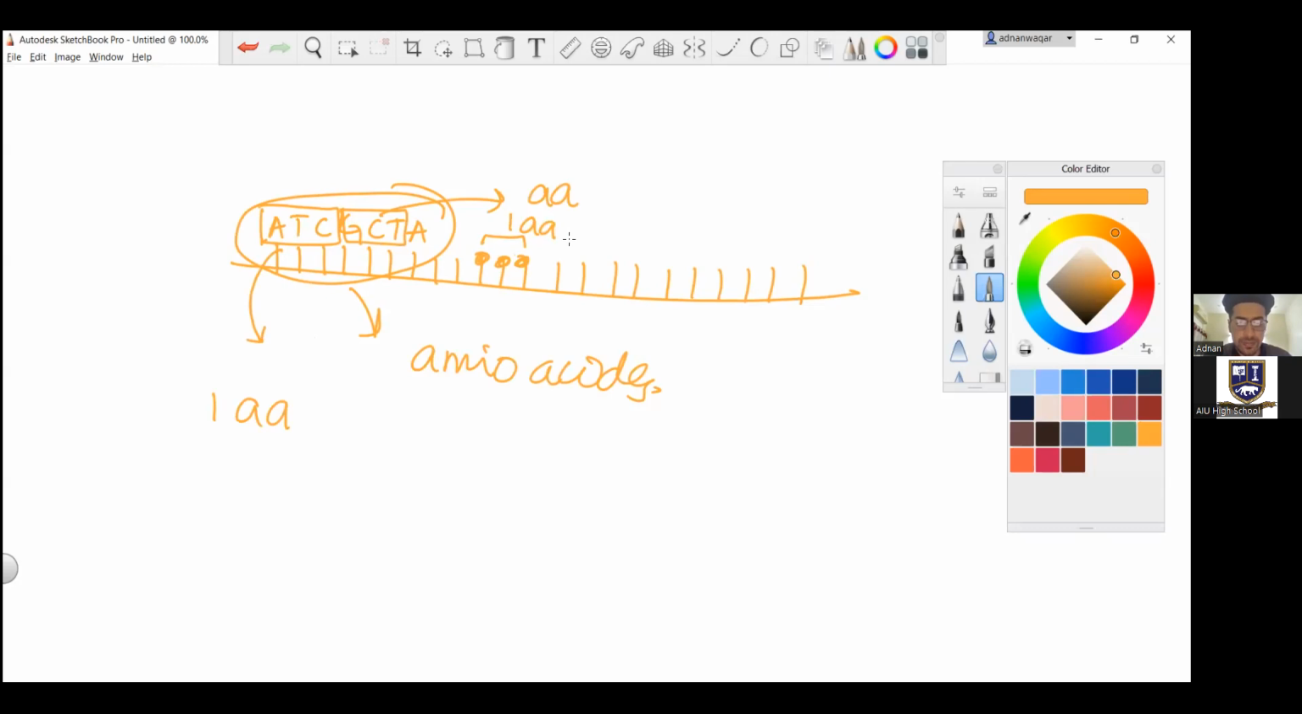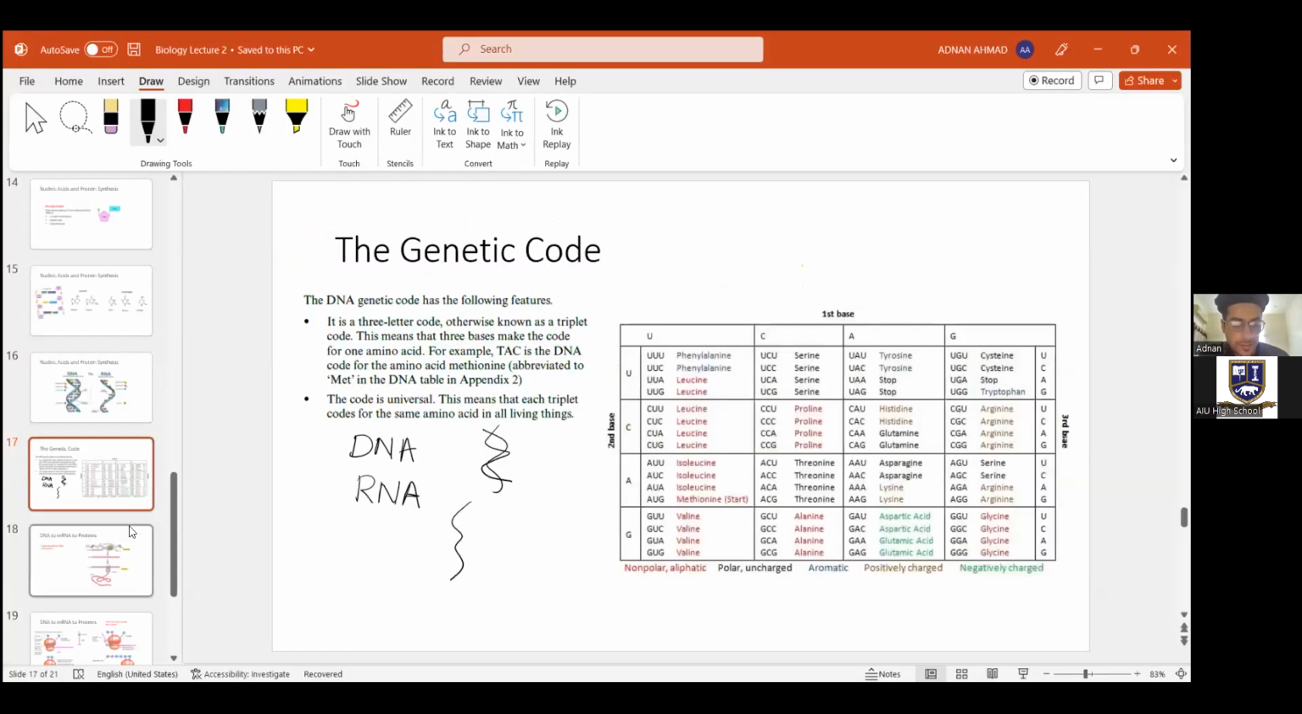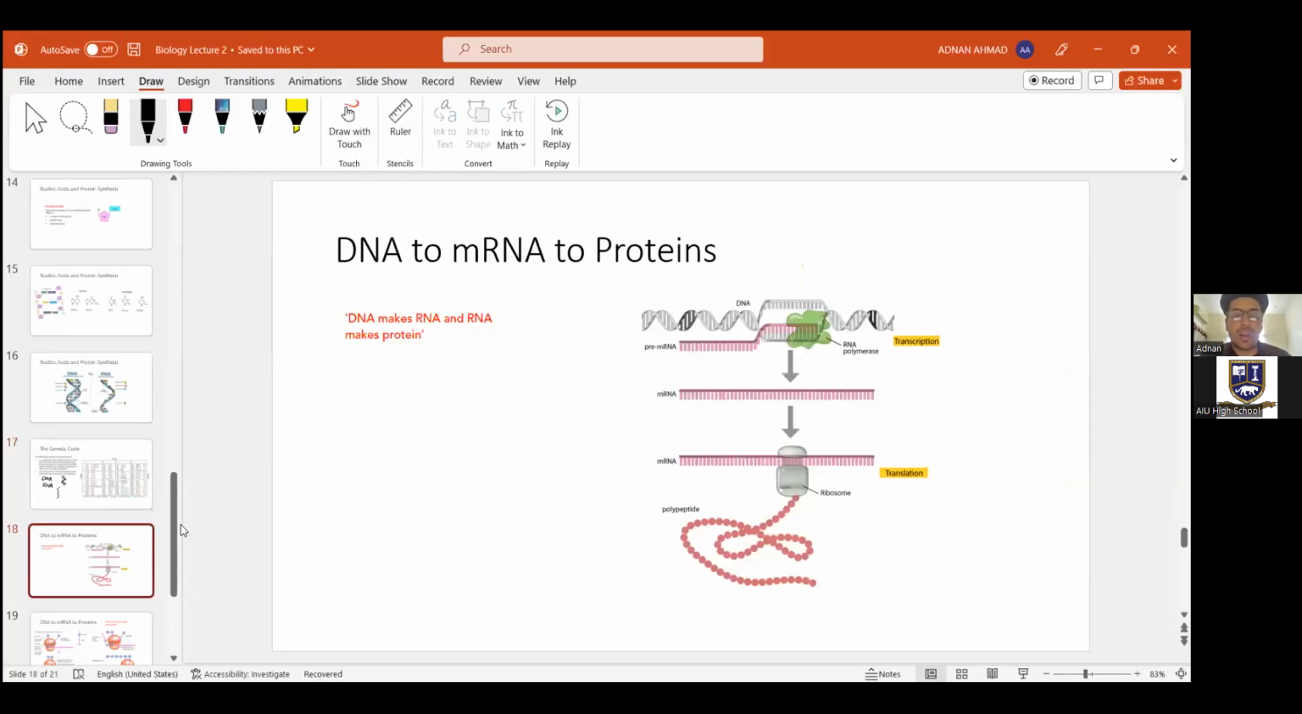Let me share the slides so that you guys can understand this concept. DNA to mRNA and proteins, five more minutes. So this is the DNA molecule. It is just like a ladder that you need to climb. Whenever you're trying to climb upstairs, you use a ladder. So it looks like a ladder.